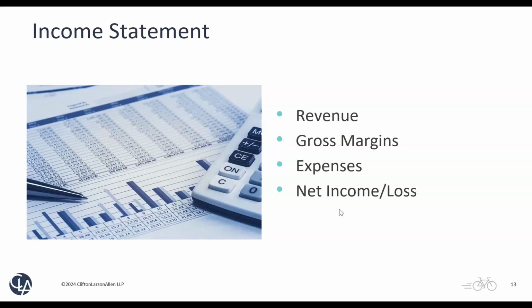Now, most times, if you don't have any sales, guess what? You're not going to have any cost of goods sold. You're not going to have any cost of service.